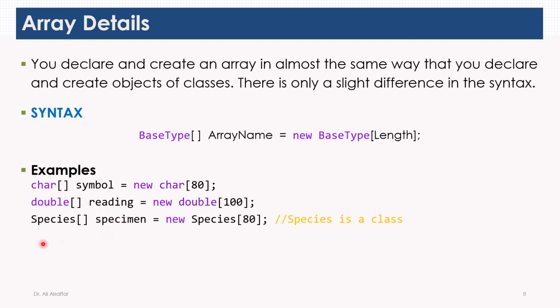In the last example, we are declaring an array of a user-defined class. Species is the user-defined class. In this declaration, we are declaring an array of species, and we are allocating 80 references to this class. You have to know that we are not creating 80 objects of this class. We are just creating the references. Therefore, if you want to create objects for these references, then you have to go over the elements of the array one by one and create an object for each of them.